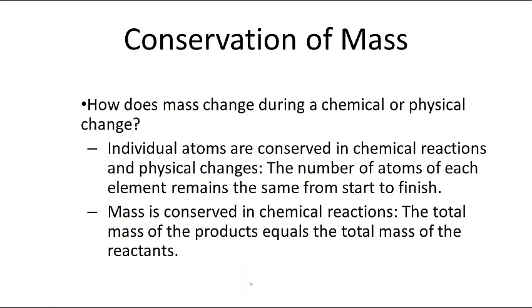So there's some longer amounts of summary today. How does mass change during a chemical or physical change? Individual atoms are conserved. So the number of atoms of each element remains the same from start to finish. The total mass of the products equals the total mass of reactants. And you guys saw that today. Now, if I have an open container and I'm making a gas, it sort of looks like I'm losing some mass, right? But those atoms aren't disappearing. They're just going into the room. And we're really not weighing them anymore, right? So we're not taking that into account in our mass.